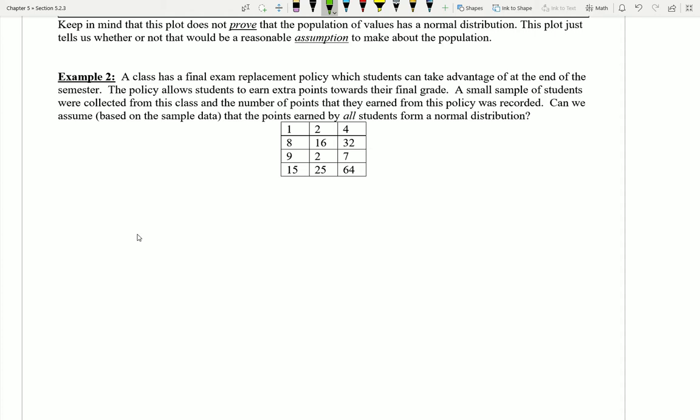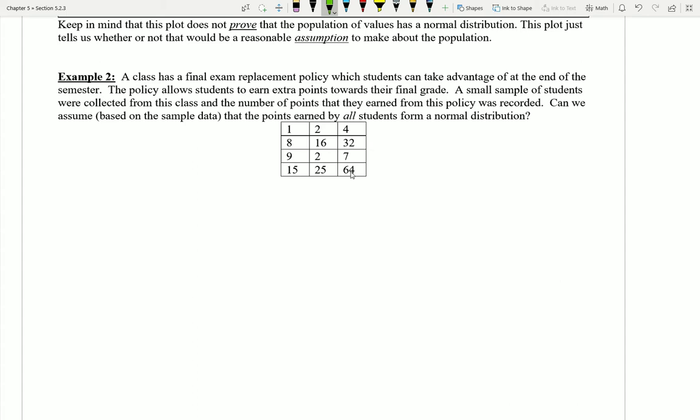If you happen to have a very low exam score, maybe your exam 2 didn't go super hot, no big deal. If you can perform well in the final, you can replace that. Well, let's suppose that a small sample of students were collected from the class and the number of points that were earned from this policy was recorded. So some students earned 1 point, like this person got 64 points in the class, that's a lot. Can we assume though, based on the data, that the points earned by all of the students in the entire class form a normal distribution?